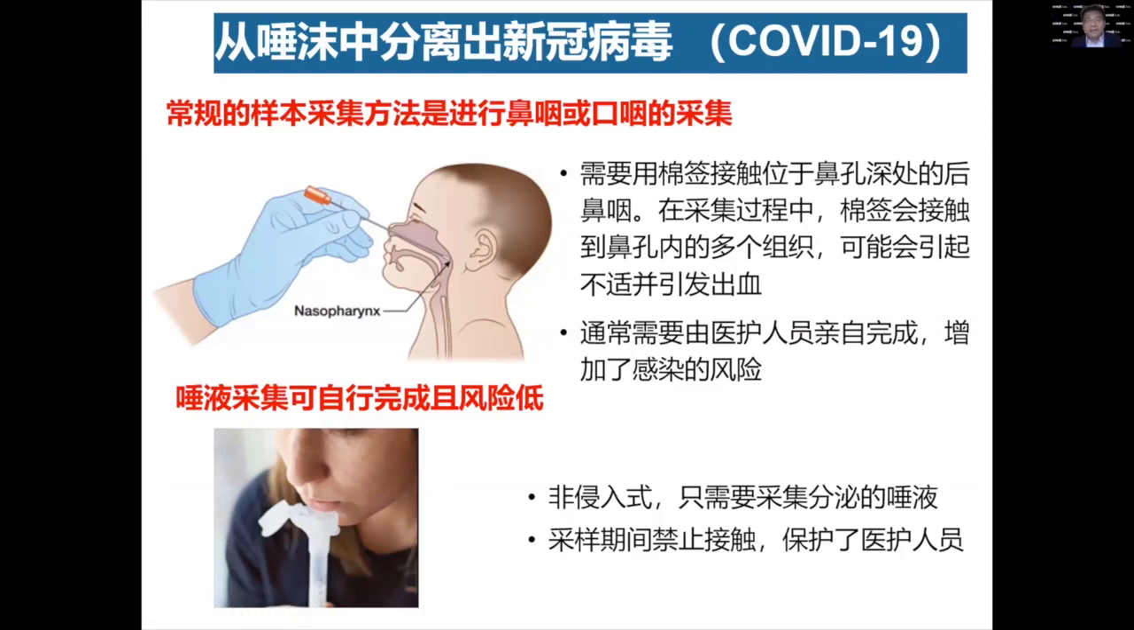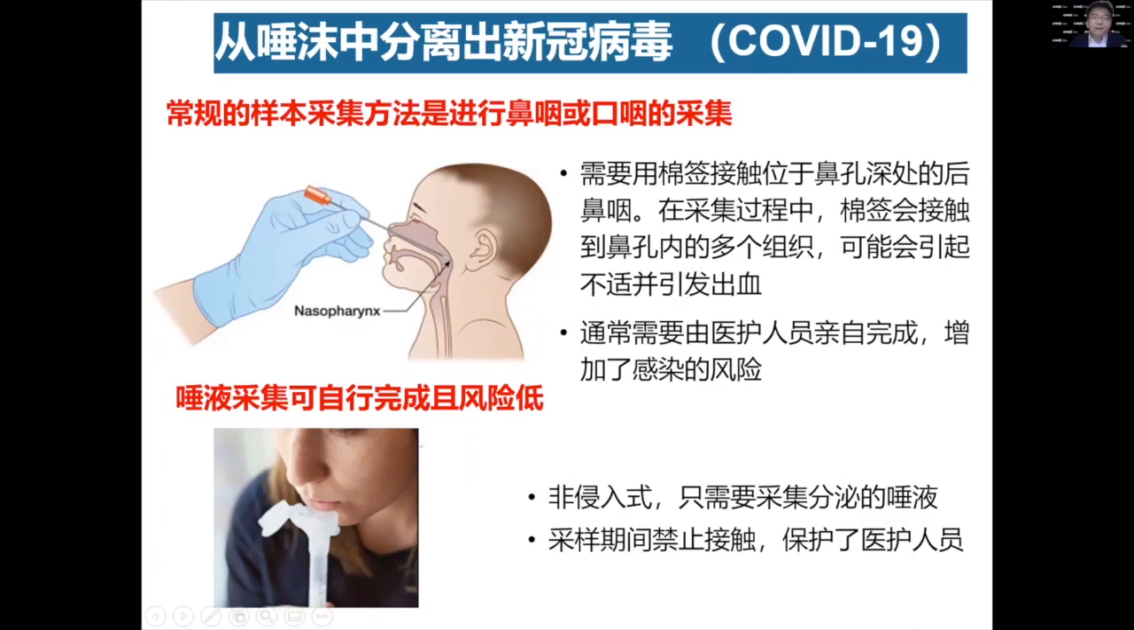to get very deep into your nose. Okay, you get it into your nose. So that's a kind of invasive technique. Patients don't like it. I don't think I would like it. And it could also cause infections to the operators, the medical doctors and nurses. You can see the infection rate is very, very high, unfortunately.